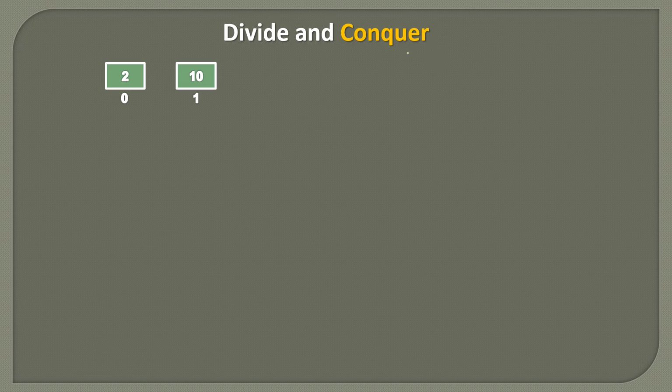Then we conquer. In merge sort, a single element is already sorted, and in the conquer step, this is the smallest solution we have. Let's say if the array had only one element, it would have been sorted. So now in the conquer part, we actually merge them. In one of our previous videos, we have discussed how we can merge two sorted arrays.